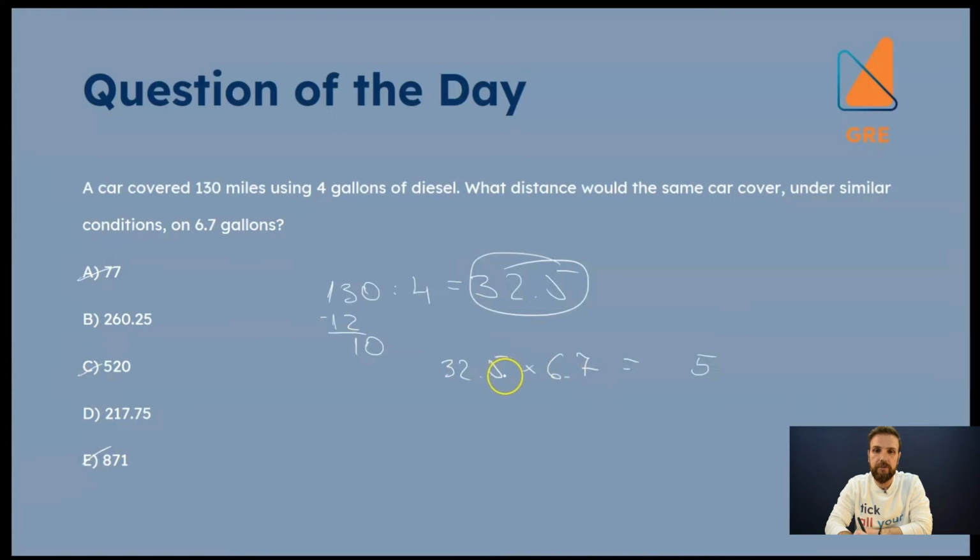So 7 times 5 is 35. So we write 5, we carry 3, 7 times 2 is 14 plus 3, that would be 17. So we have 217.75, and I immediately see that the answer is D.